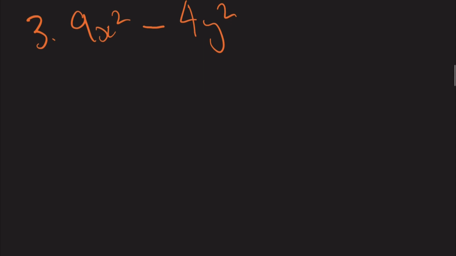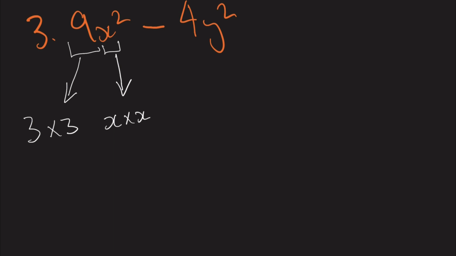And now moving on to question number 3. 9x squared minus 4y squared. This question has become a lot more difficult, but we just want to look at each part of it individually. Let's start off with the left side. We're going to break up the left side into 9 and x squared. How do we make 9? We know 9 is a squared number, and it's made by 3 times 3. And x squared, we should know by now, is x times x.